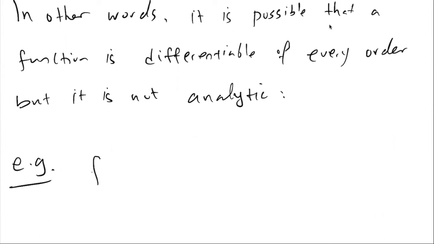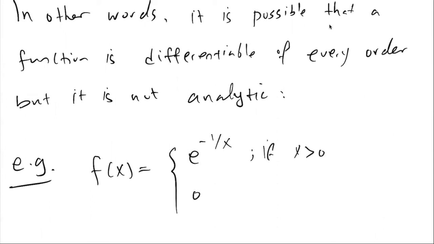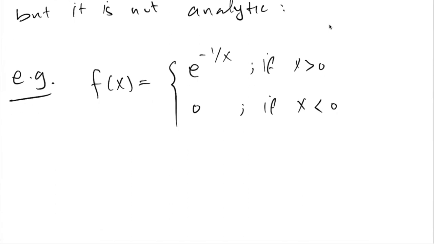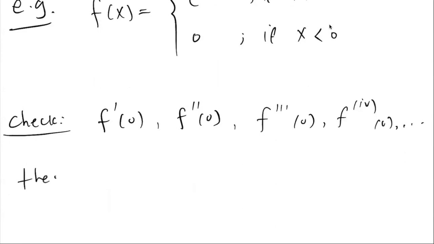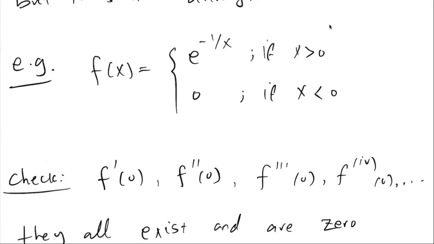So a standard example here is f of x equals e to the minus 1 over x if x is bigger than 0, and 0 if x is less than 0. Here you can check that the derivative of f at 0 exists and is 0. Similarly, the second derivative at 0 exists and is 0. Let's say f prime of 0, f double prime of 0, f third derivative at 0, f fourth derivative at 0, and so on. They all exist and are 0. So the function is differentiable of every order and all derivatives are 0 for this specific function.